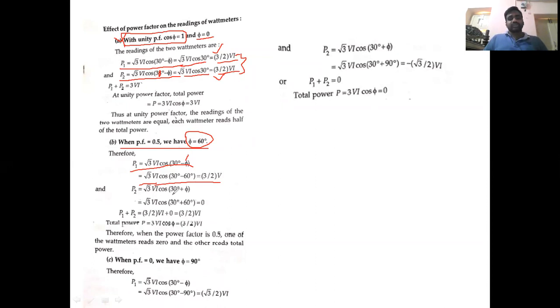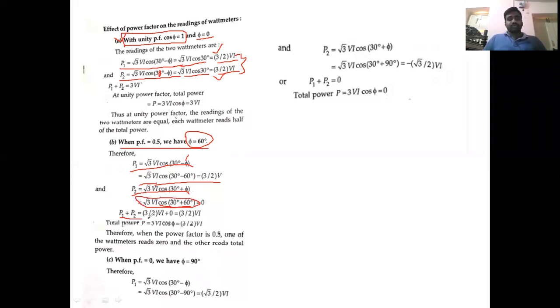In the second case, the expression of P2 is equal to root 3 VI cos of 30 plus phi. What is the value of phi? Phi is equal to 60 degrees. What is the value of P1 plus P2? It is root 3 VI cos of 30 plus 60, that is cos 90. What will happen to cos 90? The value of cos 90 will be 0, and this total term will become 0.